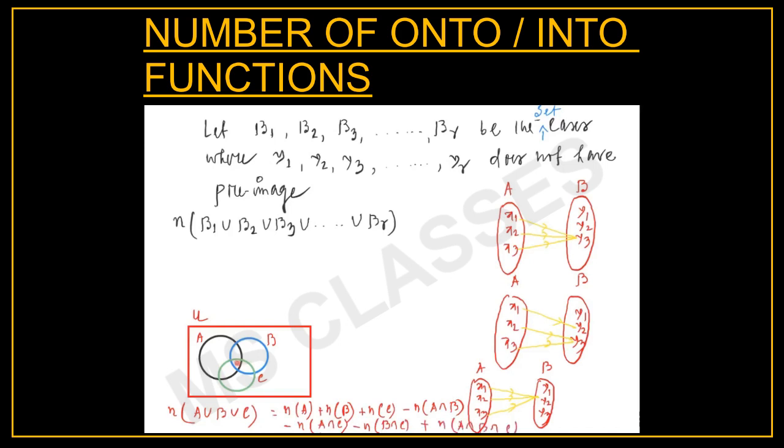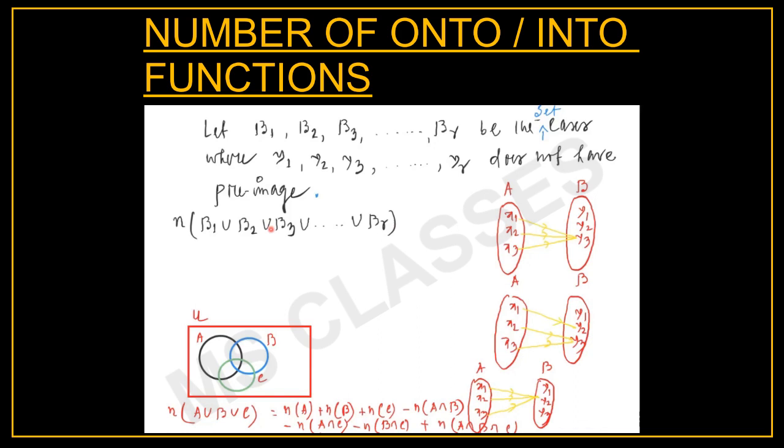So if at least one of these elements doesn't have a pre-image, it is into. For a function to be into, at least one of the elements should not have a pre-image. So if you find this one, then you are done, because this means at least one of the cases is occurring here. So when we are finding the number of into functions, if we find this, then we are done. This means either this or this or this or both. So all the cases are involved here. So if we find this, then we are done.